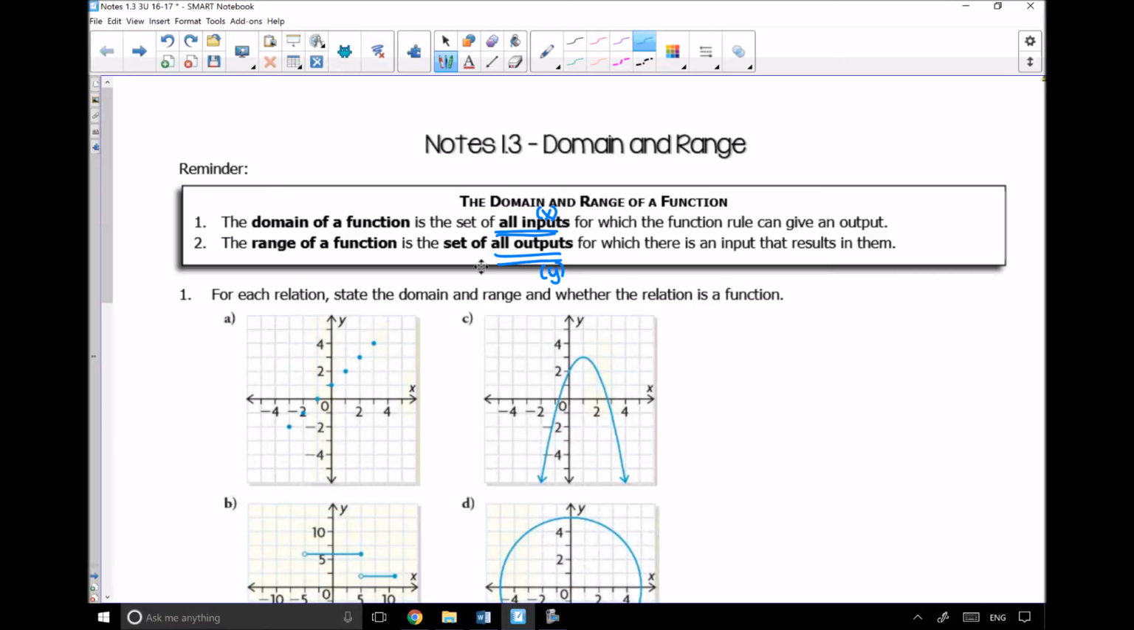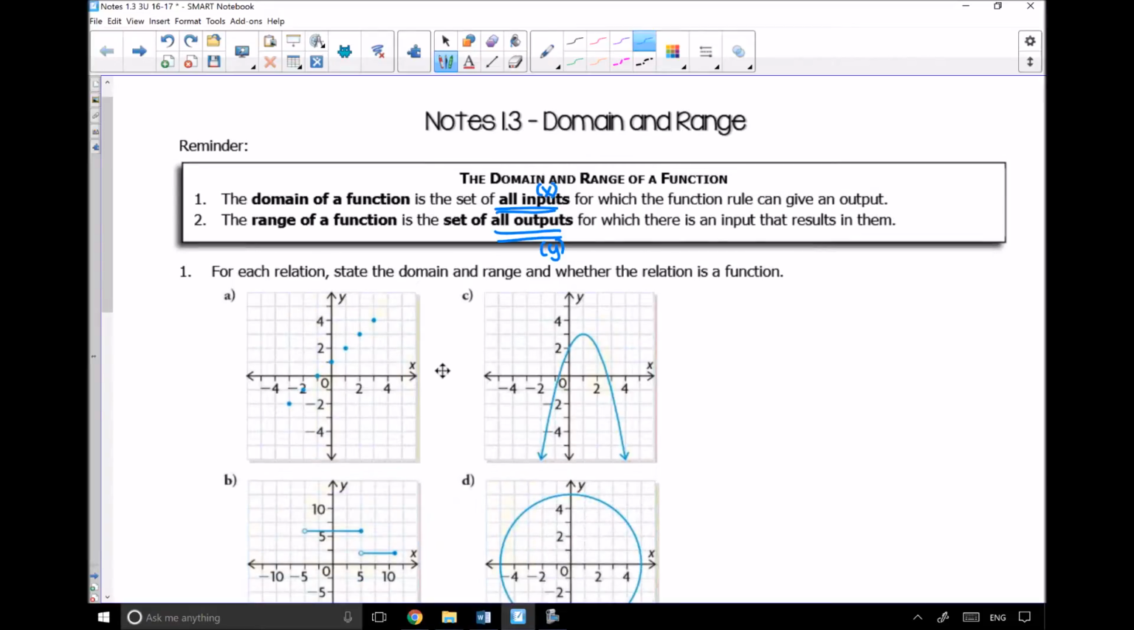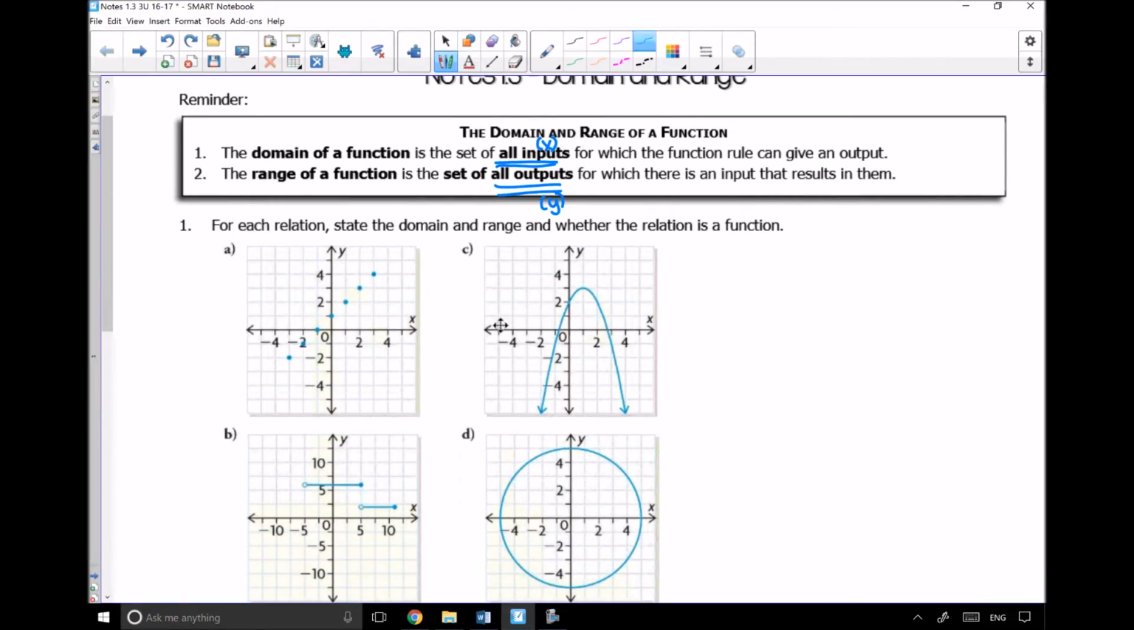In question number 1, it says for each relation, state the domain and range and whether the relation is a function. In part A right here, we have 1, 2, 3, 4, 5, 6, 7 different coordinates. This is actually called a discrete relation, because it is just a point and then another point and another point. It's not connected. The opposite of a discrete relation would be a continuous relation.